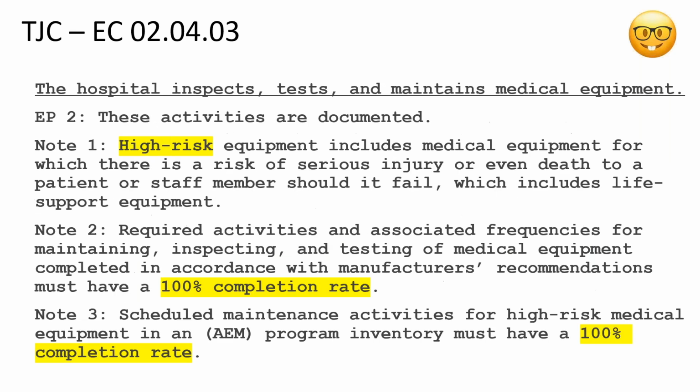But let's go into EC.02.04.01 about medical equipment. That's EP2. This is all about high risk equipment. For high risk equipment, you need to have a 100% completion rate. So you need to document a 100% completion rate. We'll talk about what that means and what it doesn't mean, because obviously if you can't find it, you can't perform an inspection on it. So for high risk equipment, if you're doing an AEM inventory, that's with manufacturer recommendations. They also have a note about if you're doing an AEM, alternative equipment maintenance.